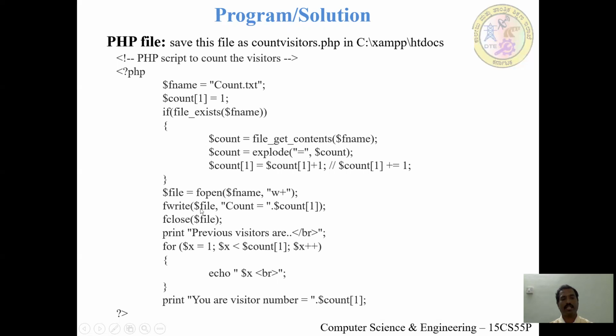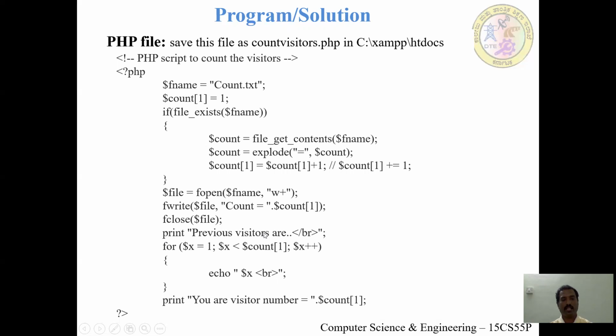To write the content into the file, we use the fwrite function. First parameter is file to which we need to write. Second is what has to be written. So count equals dot count of 1 we say. That is, it has to concatenate the string, that is, whatever number is in it should be written there.